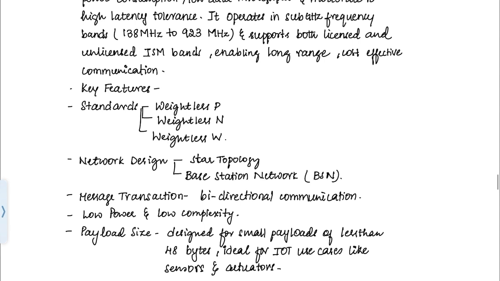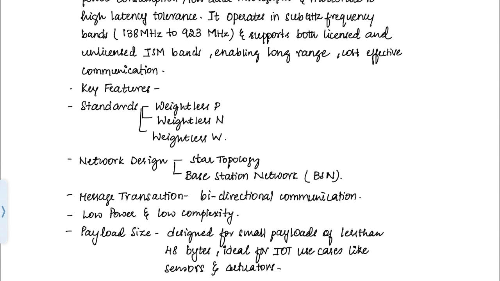Speaking of the network design, we have star topology where the end devices can communicate directly with the base stations. Then we have base station network. So base station coordinates communication within its cell and connects to base station network for broader management. Then we have low power and low complexity. So end devices are low cost and consume less power. Typically, it is very less, 0.003 milliwatts. And base stations transmit at high power rate to cover larger areas.